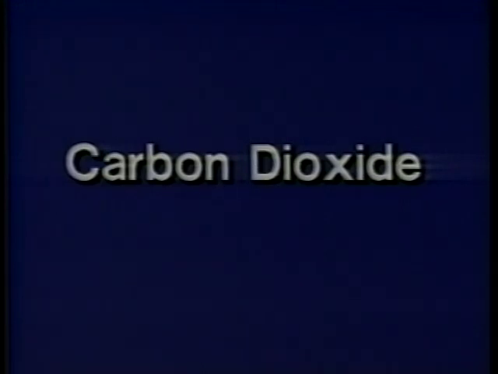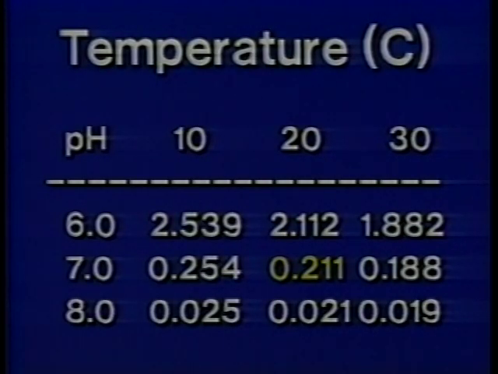Carbon dioxide. Carbon dioxide may also be determined by the KIT method. However, a more convenient method is available, which is highly accurate. By measuring the pH, temperature, and total alkalinity of the water sample, the carbon dioxide concentration in milligrams per liter may be determined by this table.